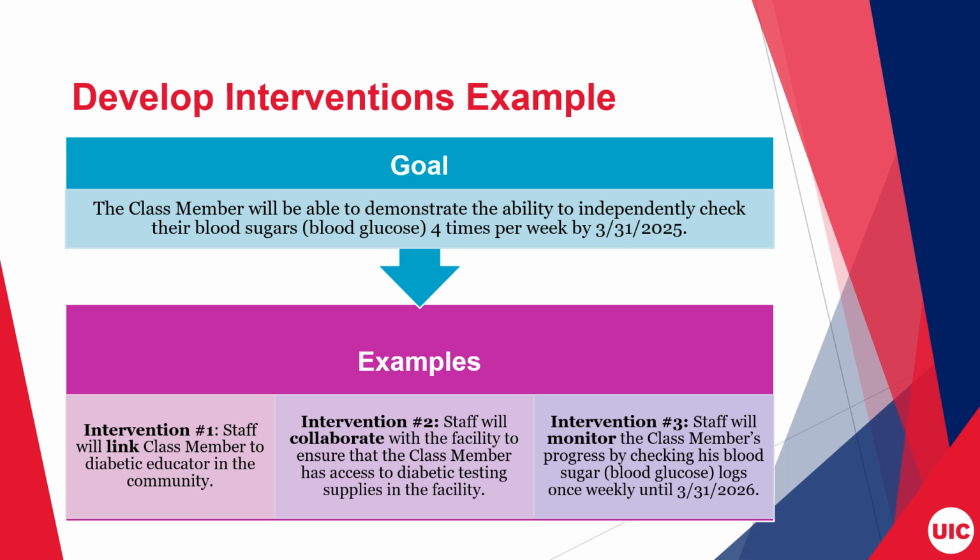Given the example goal we have been discussing, interventions that would make sense on the service plan include linking the member to a diabetic educator, collaborating with the facility to ensure the member has appropriate testing supplies, and monitoring the member's blood sugar logs on a weekly basis. While these interventions are all structured as provider-staff accountabilities, interventions can also be written for actions that the facility or other providers must take, or that the member will be responsible for themselves.